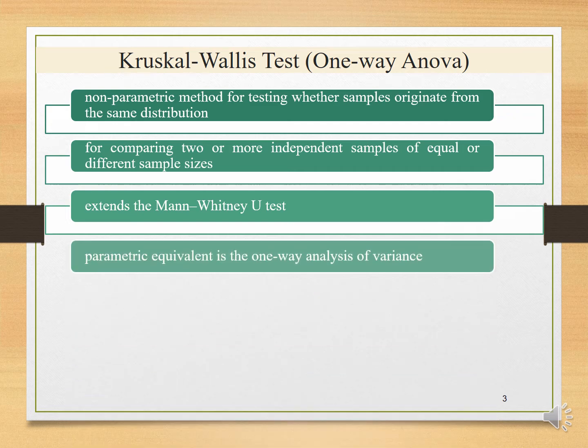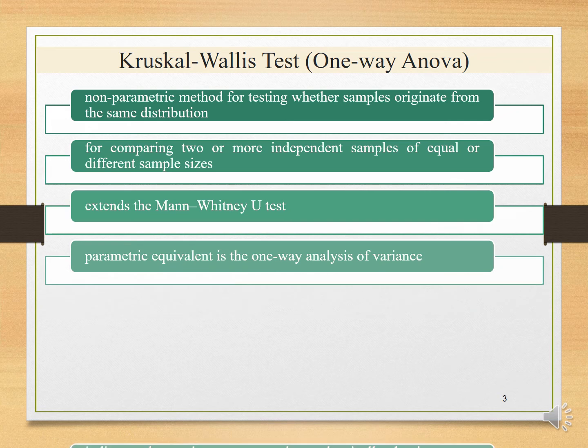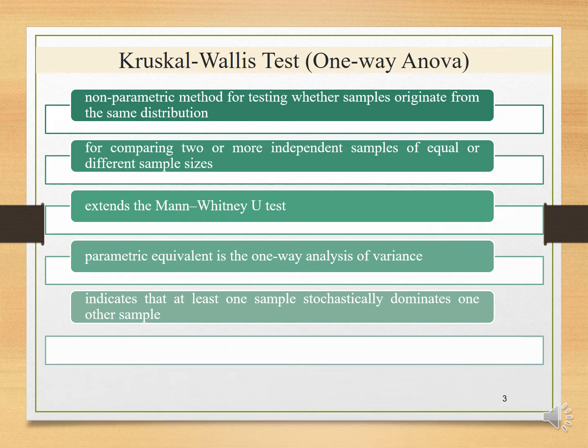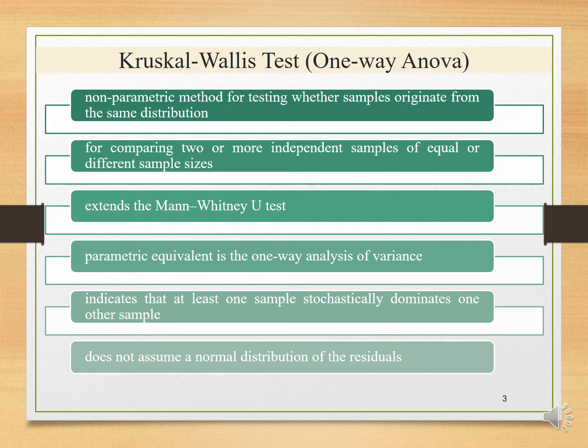The parametric equivalent of the Kruskal-Wallis test is the one-way analysis of variance, that is, ANOVA. A significant Kruskal-Wallis test indicates that at least one sample stochastically dominates one other sample. The test does not identify where the stochastic dominance occurs or for how many pairs of groups stochastic dominance obtains. Since it is a non-parametric method, the Kruskal-Wallis test does not assume a normal distribution of the residuals, unlike the analogous one-way analysis of variance.